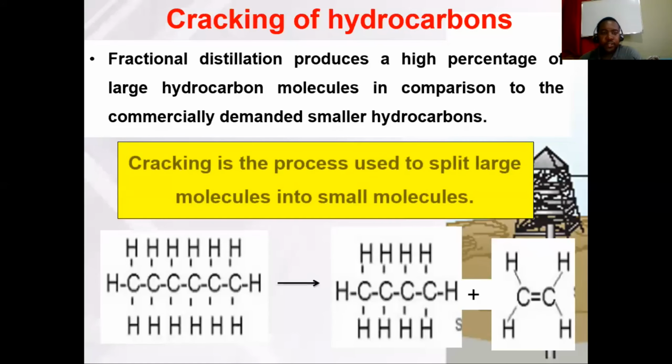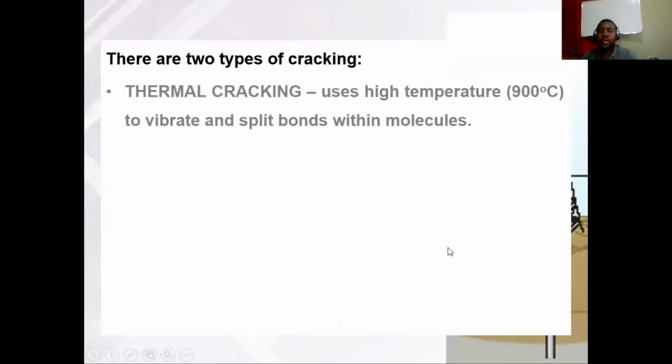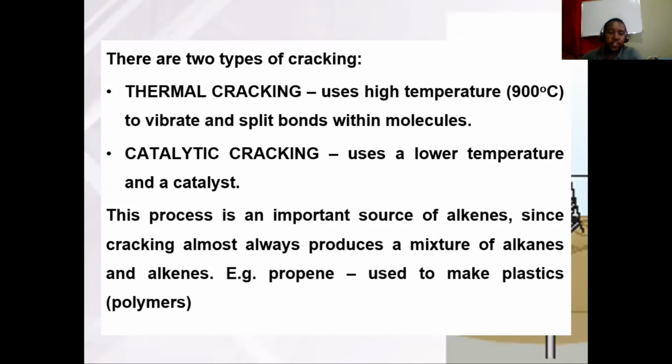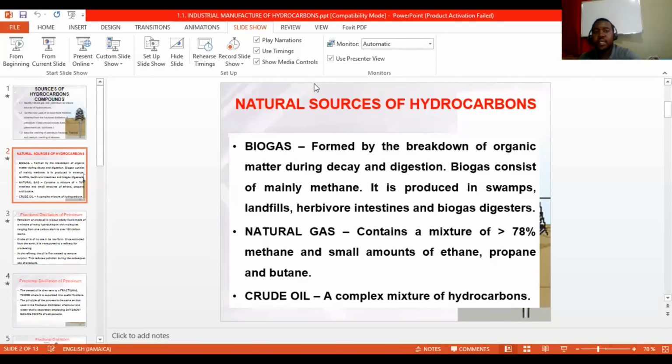So cracking is a process used to split large molecules into simpler or smaller molecules. We have two types of cracking, which are thermal cracking and catalytic cracking. In thermal cracking, we use a very high temperature of about 900 degrees Celsius to cause the bonds to break. And we have catalytic cracking, which uses a lower temperature and a catalyst. Right? So this process is an important source of alkenes, since cracking almost always produces a mixture of alkanes and alkenes. Right? So cracking produces mainly alkanes and alkenes. So that's how hydrocarbons actually come about, especially with the process of crude oil refining.